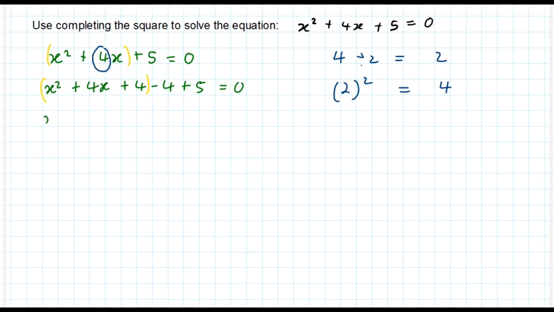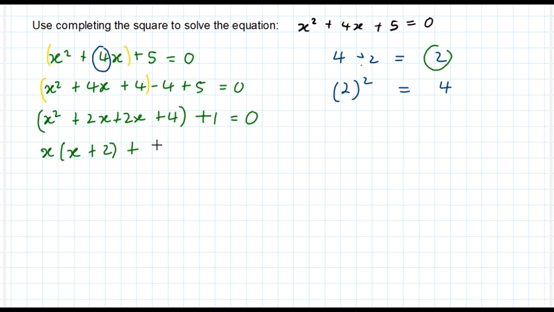So now let's further break down our problem. We need to break down 4x. We have already got the term 2x plus 2x, which gives us 4x, plus 4 minus 4 plus 1, because 4x plus 5 is 1, is equal to 0. So now it's easier to factorize our equation. We have x, which is a common term between x squared and 2x, plus 2, then plus 2x plus 2 plus 1 is equal to 0.